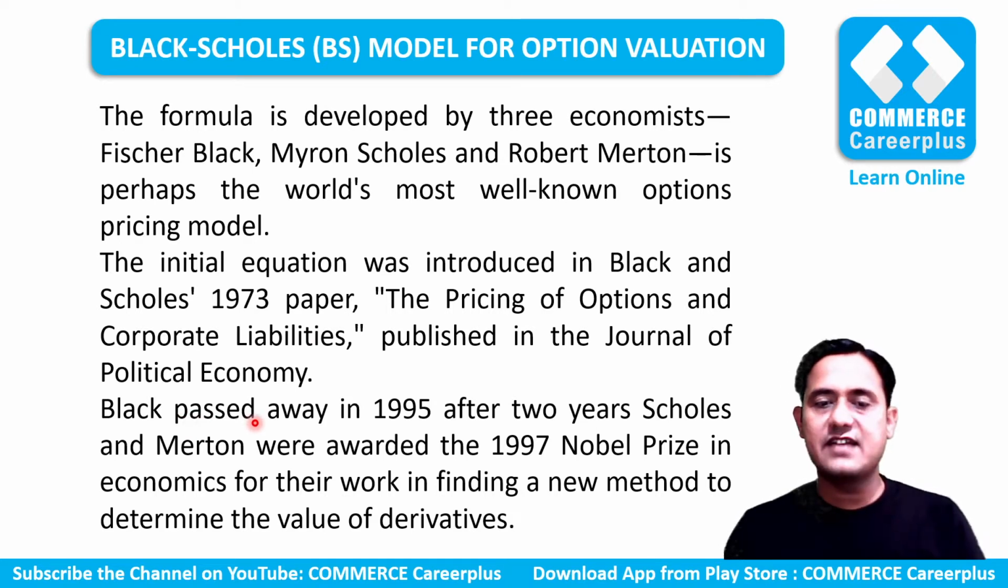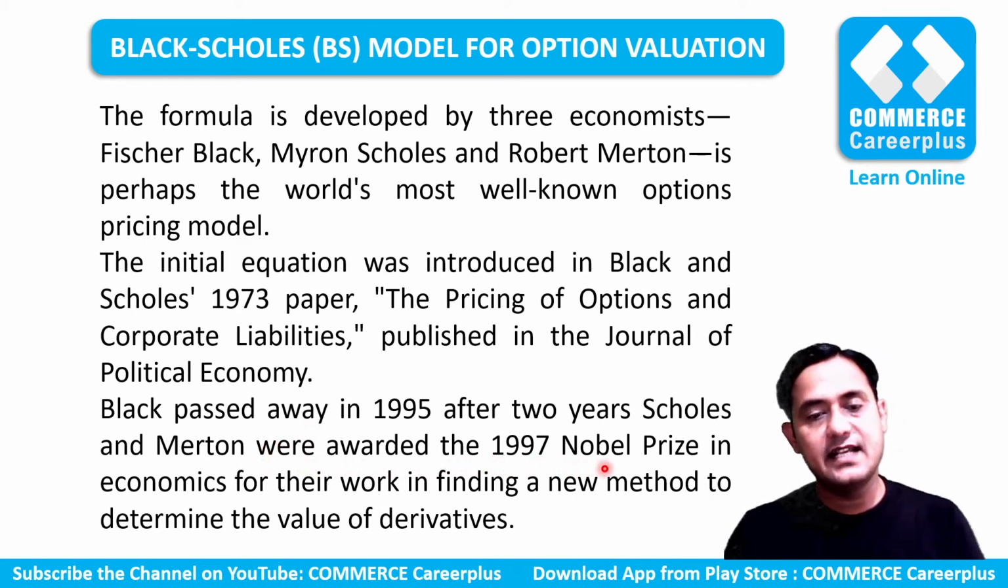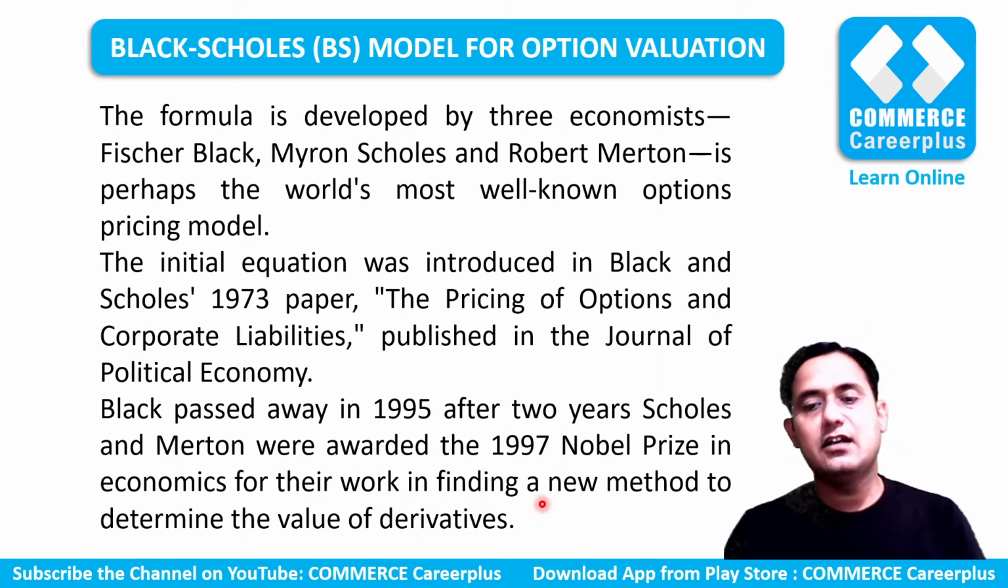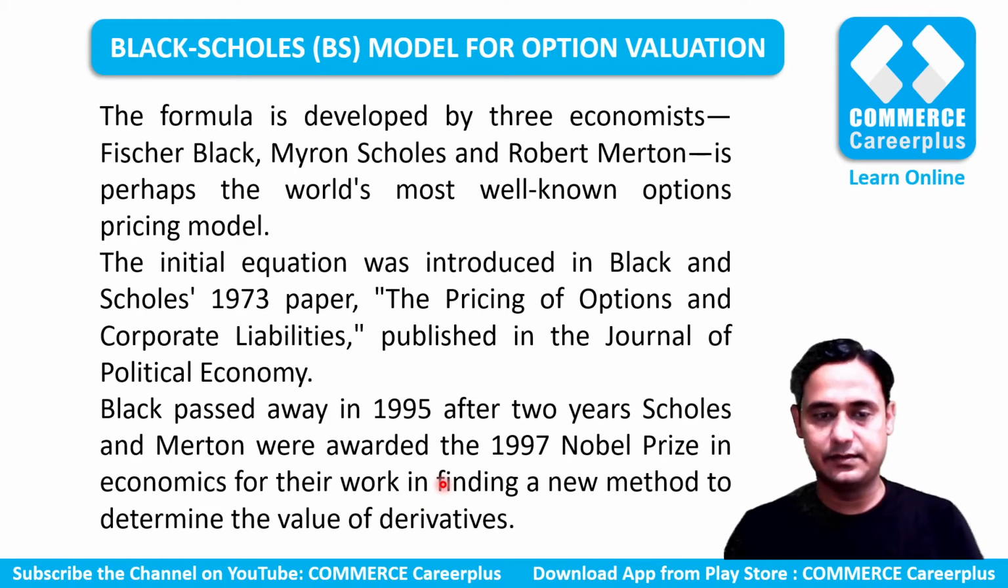Black passed away in the year 1995. Two years later, Scholes and Merton were awarded the 1997 Nobel Prize in economics for their work in finding a new method to determine the value of derivatives.